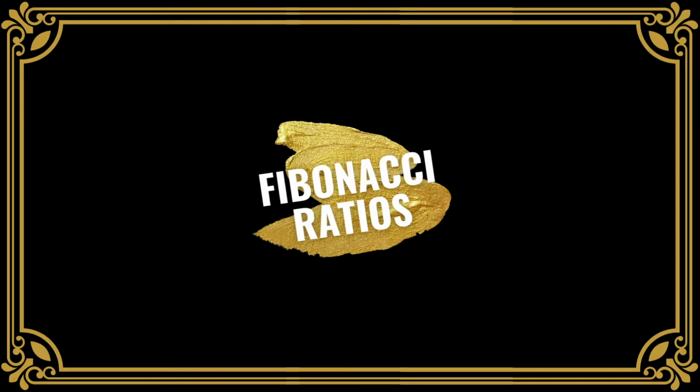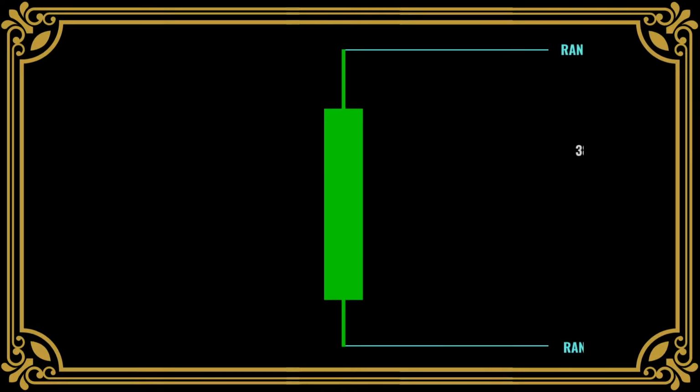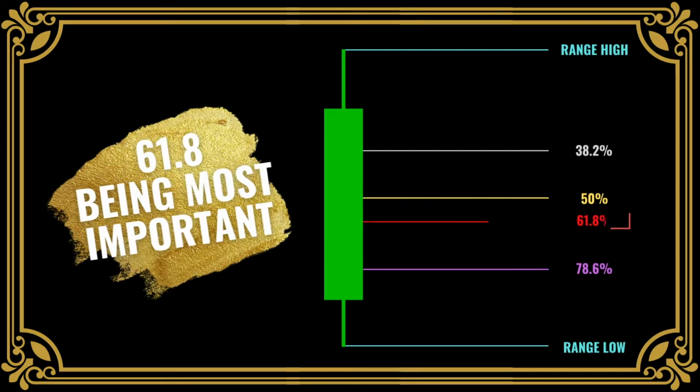Now let's look at the Fibonacci ratios. Fibonacci ratios are drawn from a high to a low or a low to a high once a range is established. These are the common ratios that fall between a high and a low. 618 being the most important, the golden ratio. This is the highest probability ratio within a range.